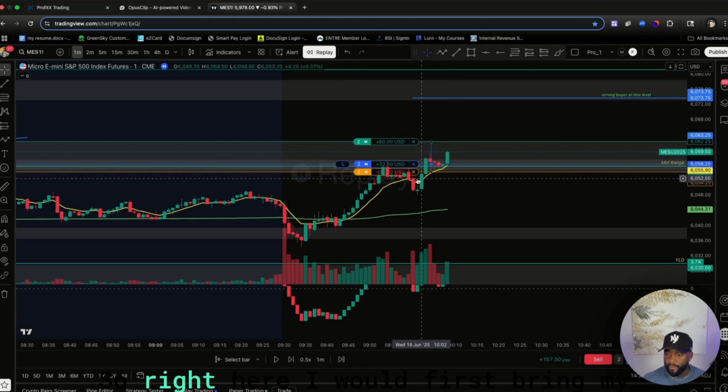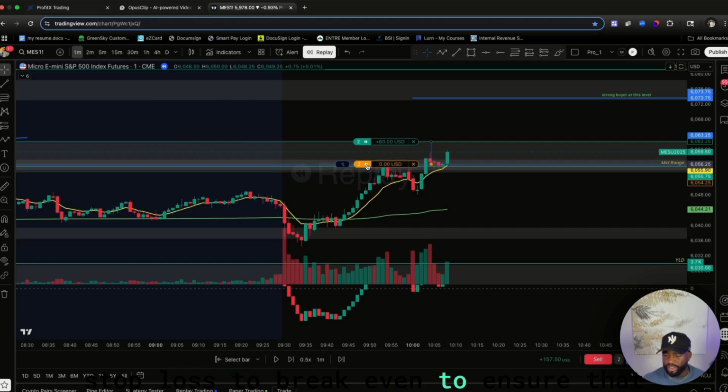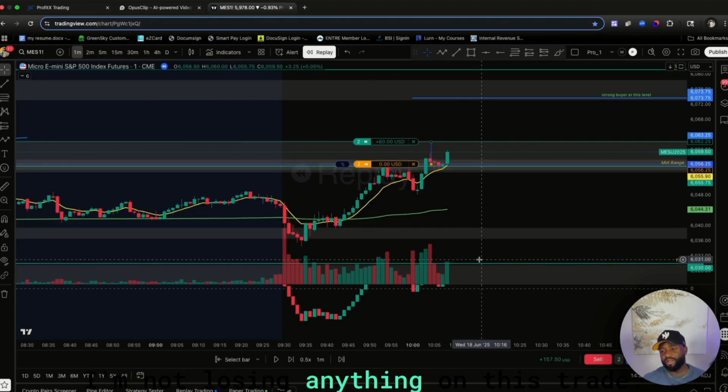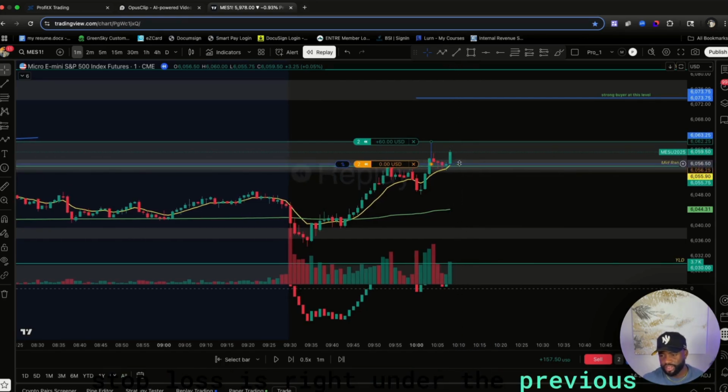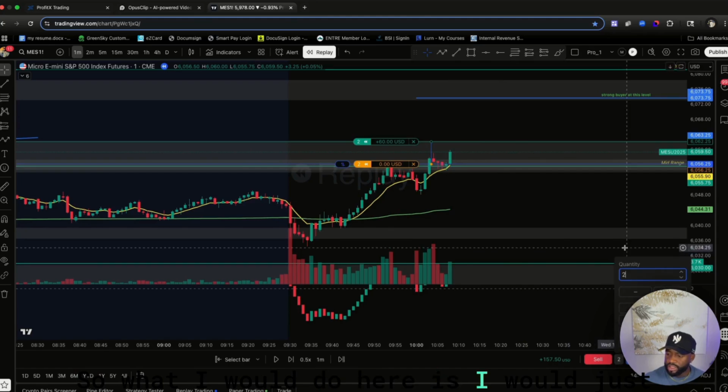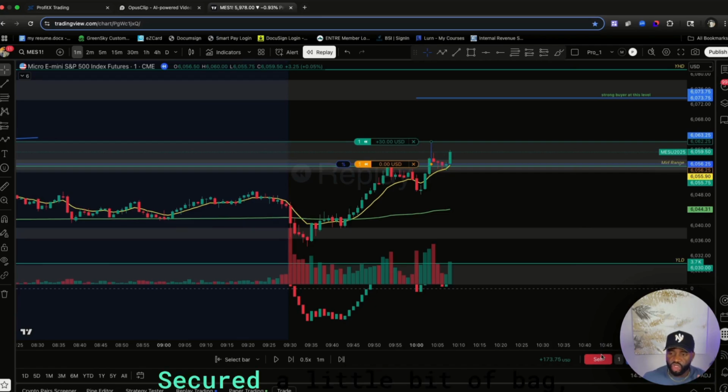Cool. So right here, I would first bring my stop loss to break even to ensure that I'm not losing anything on this trade. And if you notice right here, stop loss is right under the previous candle. So what I would do here is I would just sell 1 contract. Boom. Secured a little bit of bag, right?